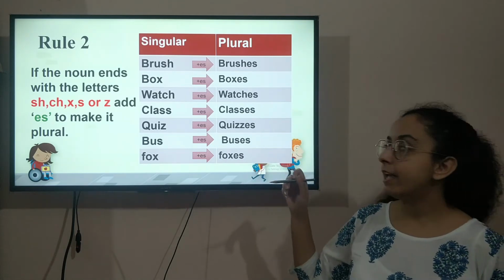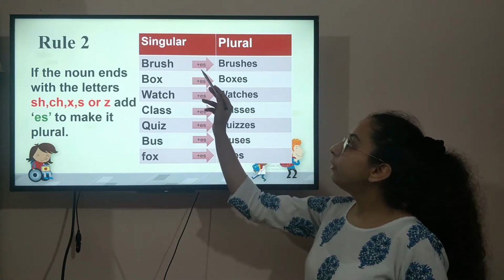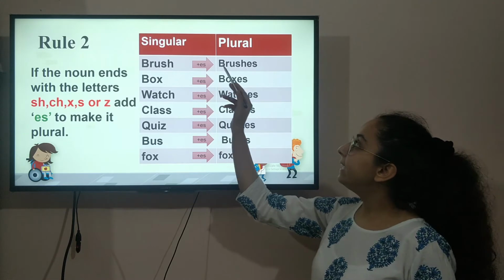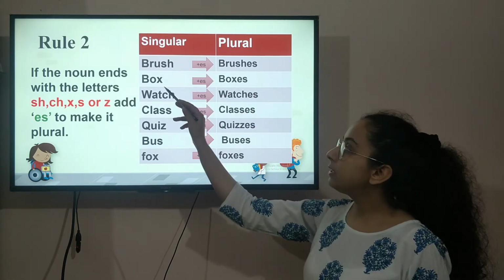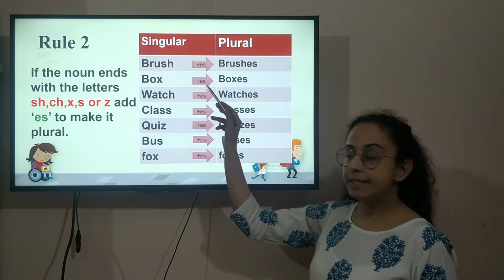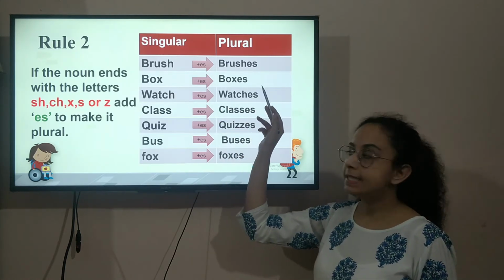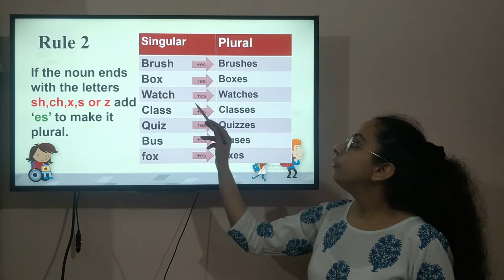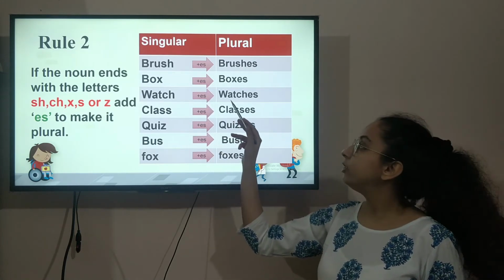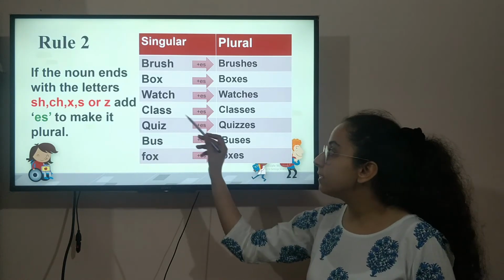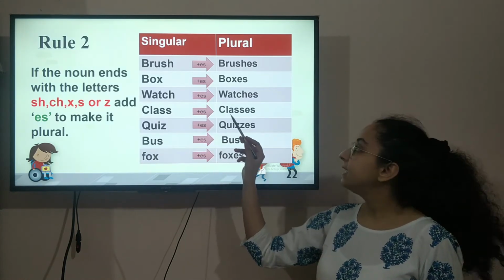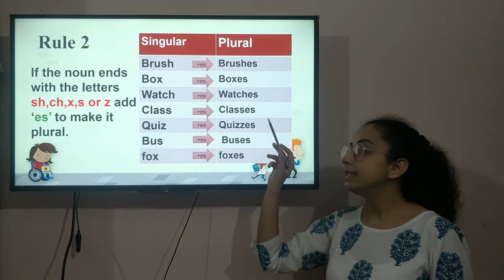Okay, so now let's have a look. Brush, we added es and it turns into brushes. Box, we will add es, it will change into boxes. Watch, we will add es, it will change into watches. More than one. Class, we will add es, it will change into classes.